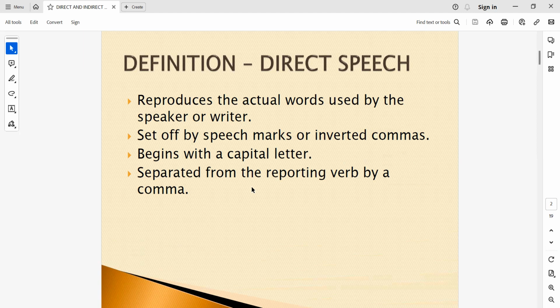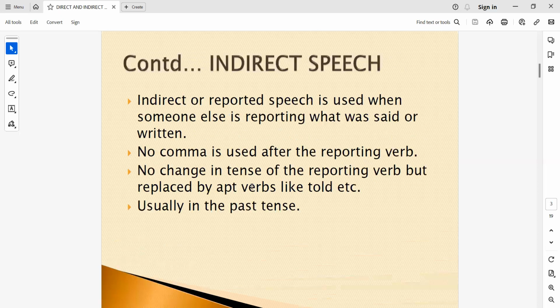The changes happen with the tense, with the adverbials of time and place, and with the pronouns. How do these changes take place? Let us look into it step by step.